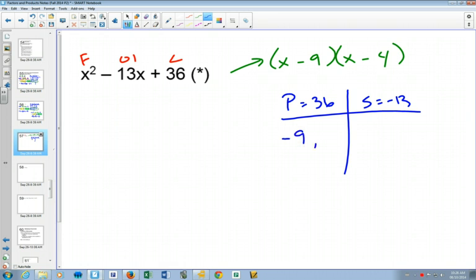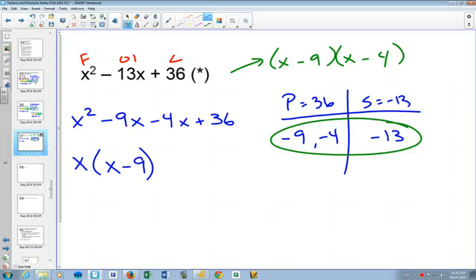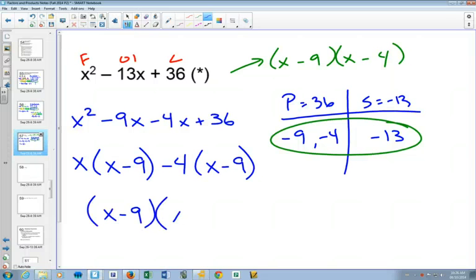Not sure how long it took you to figure out negative 9 and negative 4 make negative 13. Maybe you're able to get it on your first try. And then we would write x squared minus 9x minus 4x plus 36. What's in common in the first two is an x, leaving you with x minus 9. In order to get a positive x inside, I would need to factor out a negative 4, leaving me with x minus 9. What's in common in both those? An x minus 9, leaving me with x minus 4.